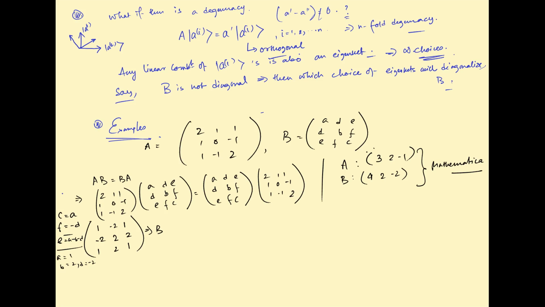So, then B will be diagonalized in the subspace where it is non-degenerate, but it will not be diagonalized in the subspace where it is degenerate, because it has picked up one of these infinite choices. Now, you have to rotate this basis appropriately such that B is diagonalized. So, out of these infinite choices, there are only one choice or few choices in which B is also diagonal.